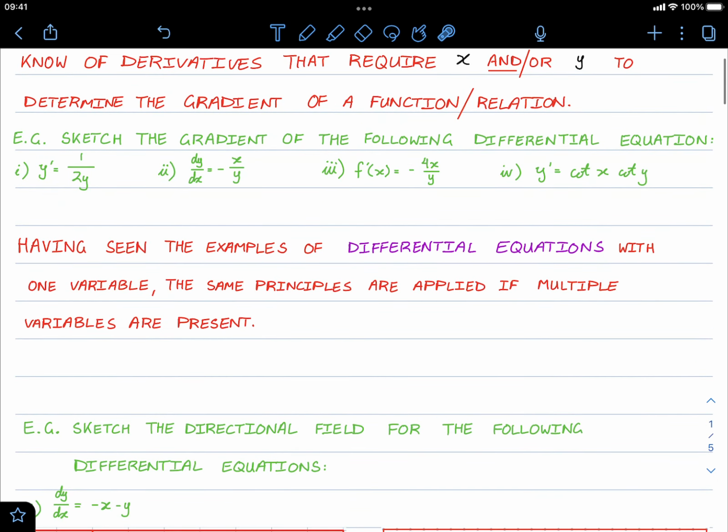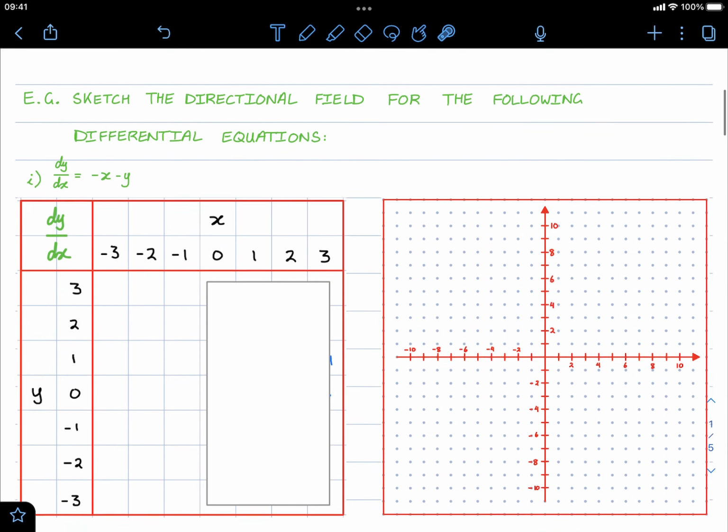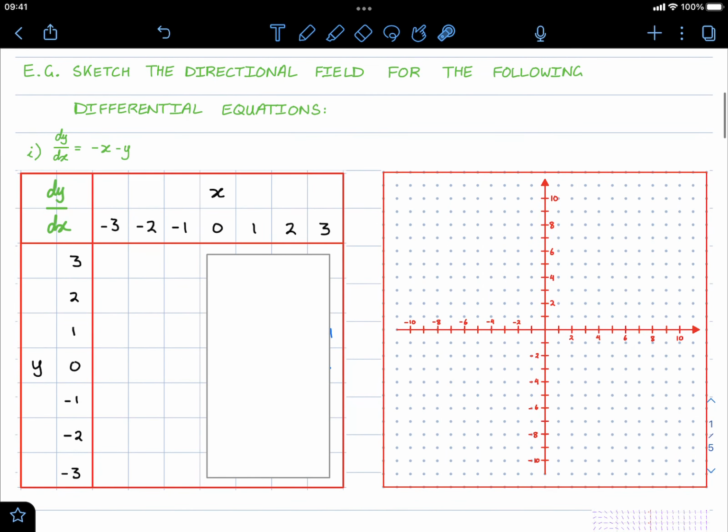Having seen these examples of differential equations with one variable, the same principle that we've seen in the previous videos can be applied if multiple variables are present. So let's get straight to an example with this one here.